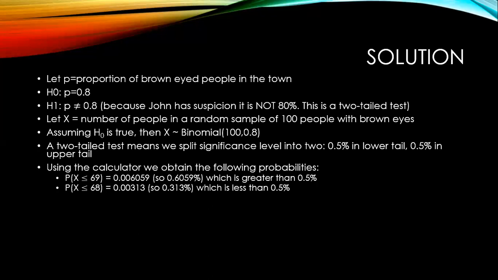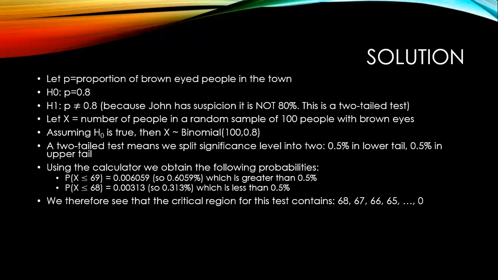So this is where we have our little think. I'm going to stop a little bit. We can see that the critical region is going to be 68, 67, 66, 65, all the way down to 0. We can see that the critical region contains that. Now, remember, because we've done all the hard work in the previous slides, this is going to be the lower tail critical region. Because it's a two-tailed test, we're also going to have an upper tail critical region, but we don't actually need to worry about working that out in this exam question.